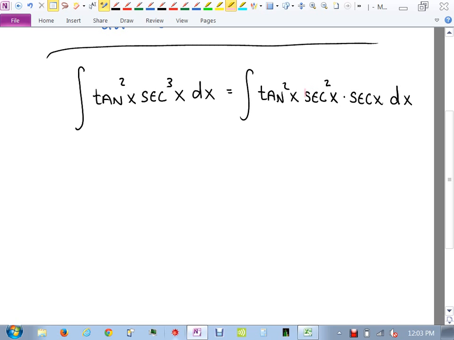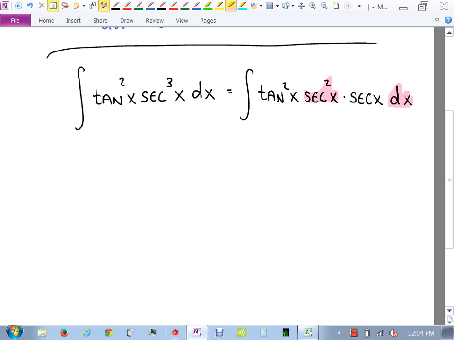Now, looking at this, you might be thinking, okay, secant squared x dx is the derivative of tangent, right? However, you have a secant in there also that's unaccounted for. See, if it was just tangent squared, we'd be in business, because we could go u is tangent, just like we did in the previous problem. So how do we deal with that secant?